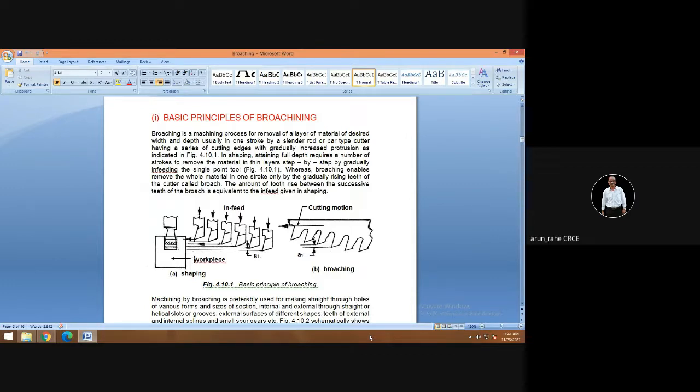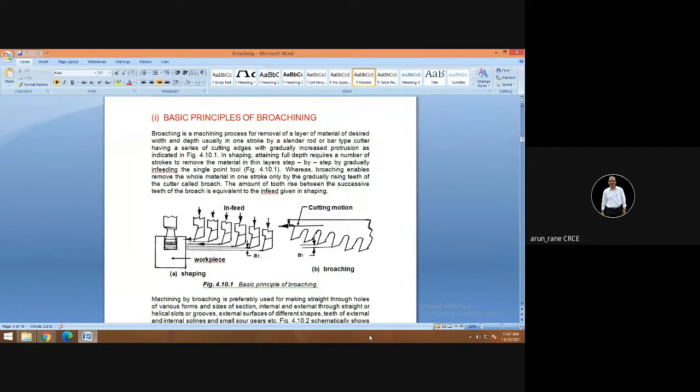So let us say the RPM is 100 revolutions per minute, multiplied by feed 0.1, so the feed rate will be 100 into 0.1, that is 10 millimeter per minute. Now the total length of the hole is 100, so 100 divided by 10, it is going to take 10 minutes if I am considering an RPM of 100. So 10 minutes, imagine.